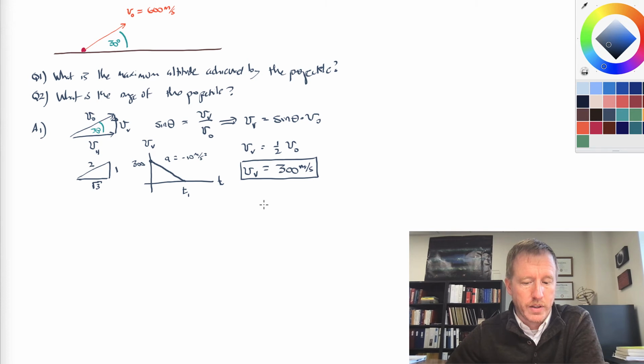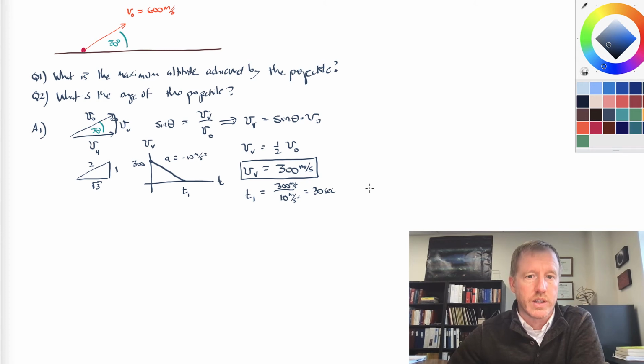So another way to think about this is you can solve for this time, t1, the time it gets to its peak, by taking its vertical velocity, which is 300, and dividing by the slope of this, which is 10. Okay, 300 meters per second divided by 10 meters per second squared gives us a time of 30 seconds. So this is maybe a bit unrealistic. It takes 30 seconds for it to come to its peak, but there we have it. Okay. Now, how do we figure out the height that it gets to?